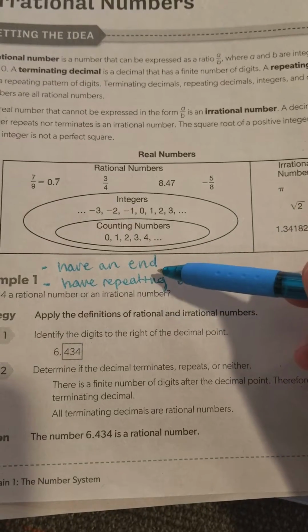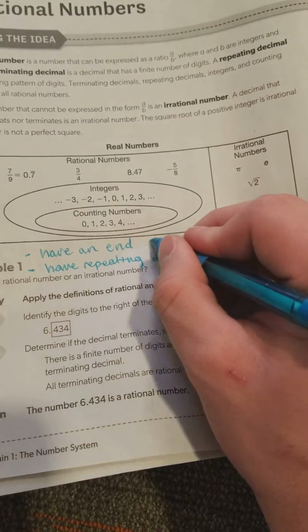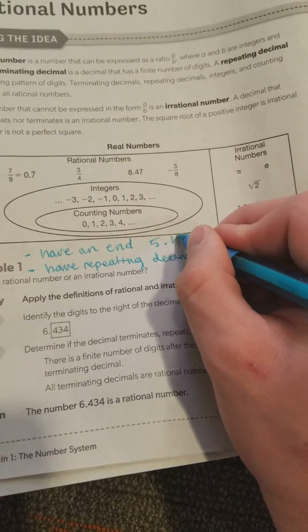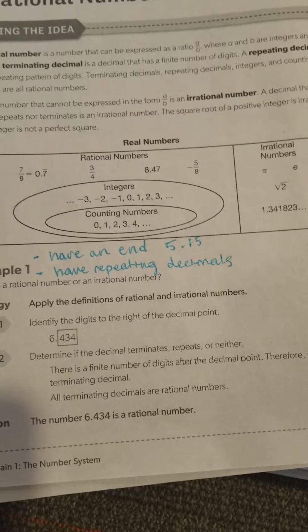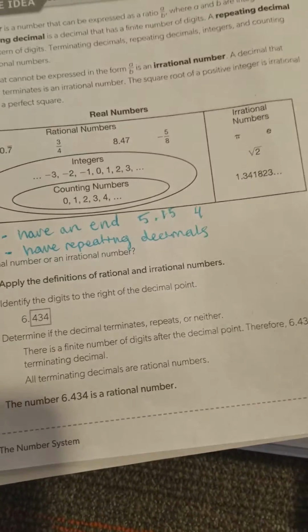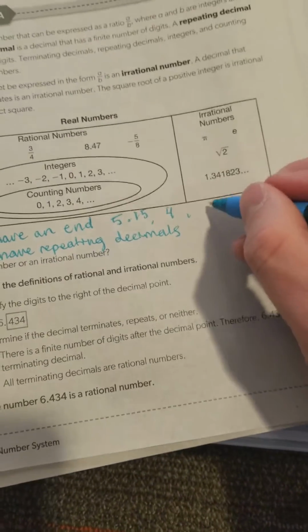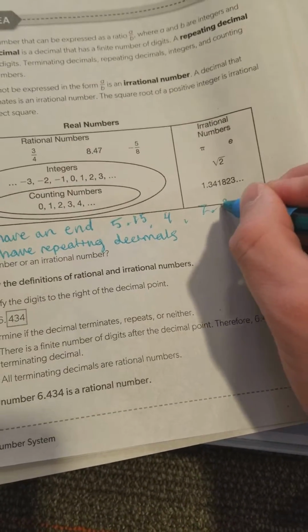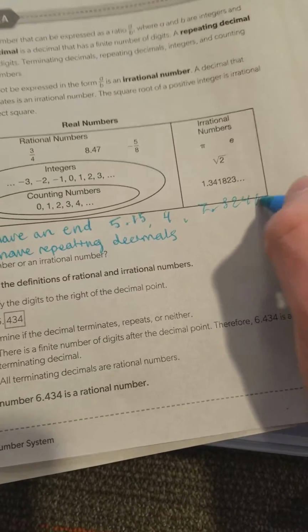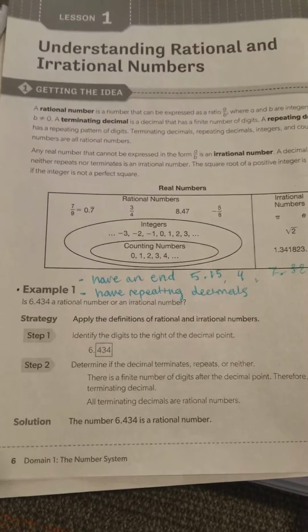So they have an end, meaning I will give you an example. When we're looking at a decimal form, maybe 5.15. It has an end. It's not going to go on forever. Another example might even just be 4. It has an end. Even another example could be 7.32419, and it stops at 9. That's another example of a rational number.